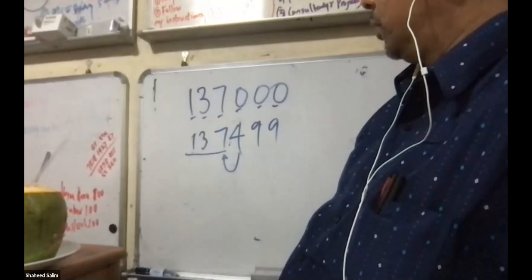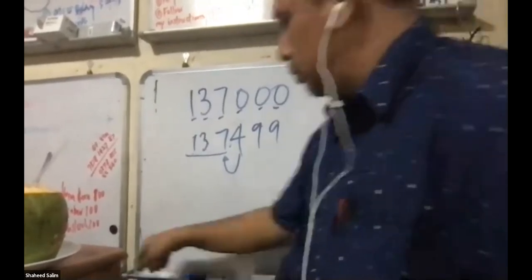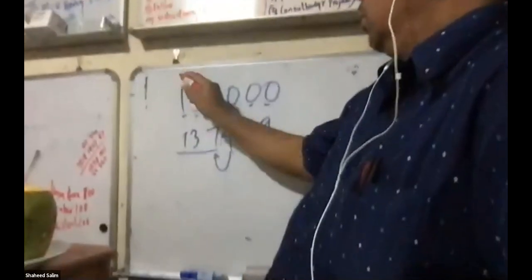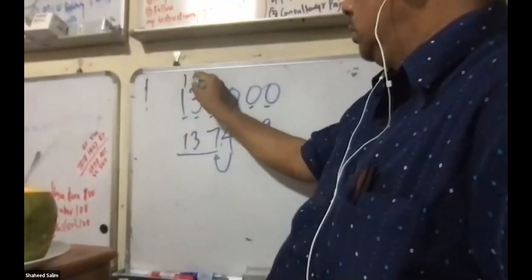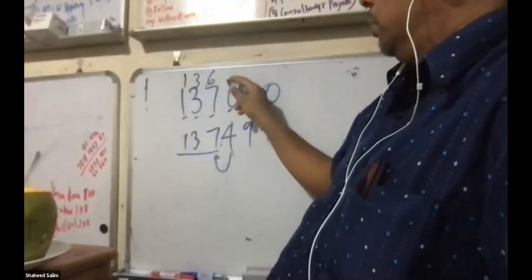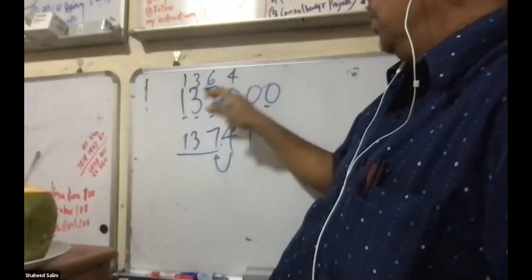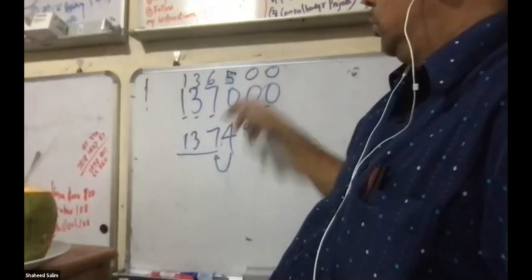Smallest number. You can put 136 lah. You put 136. 136. What's the smallest number you can put here? You put 4, you become 136. Oh, oh. You can put 5 down here.